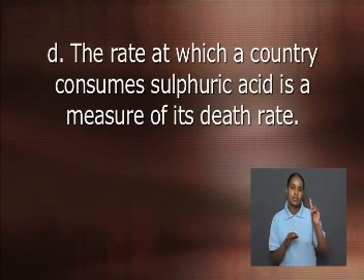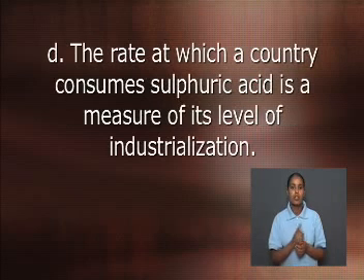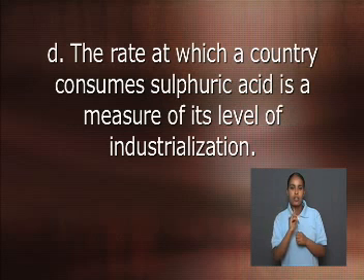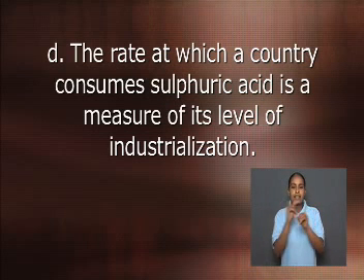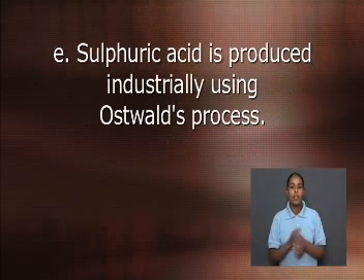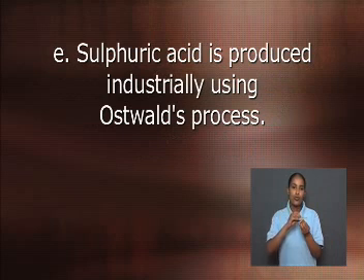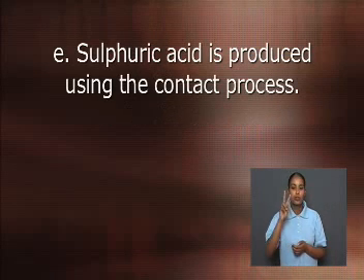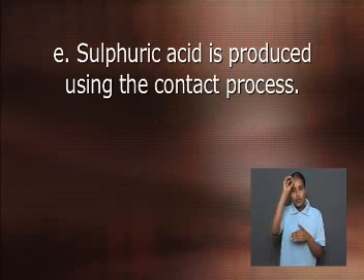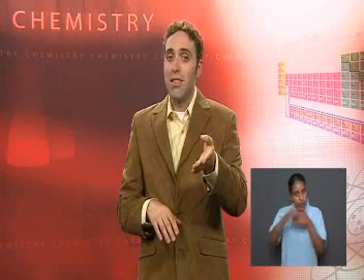Statement D is false. The rate at which a country consumes sulfuric acid is a measure of its level of industrialization, not its death rate. Statement E is also false. Sulfuric acid is produced industrially using the contact process, not Ostwald's process. I'm sure you remember that Ostwald's process is used to manufacture nitric acid.